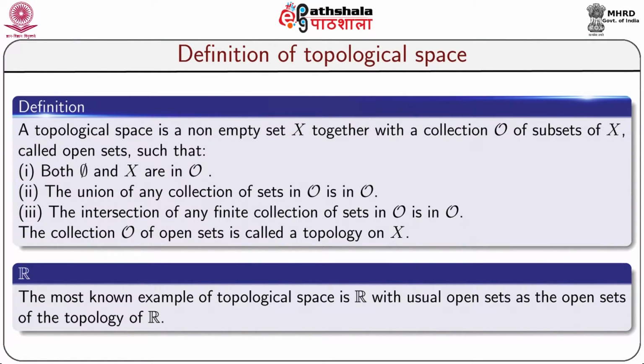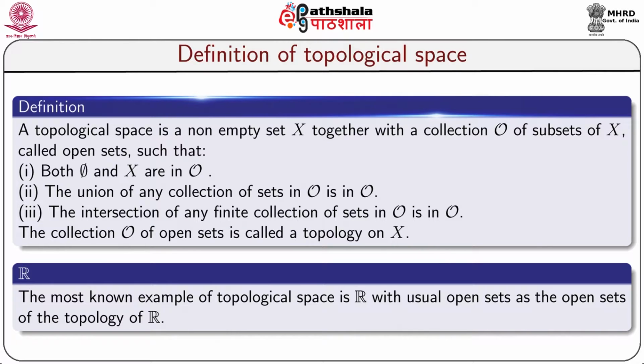Now, we will give a formal definition of topological space. By a topological space, we mean a non-empty set X and a subset O of the power set of X which satisfy the following properties. First one is both the empty set and the whole set X are in O. Second one is O is closed under arbitrary union. Third one is O is closed under finite intersection.